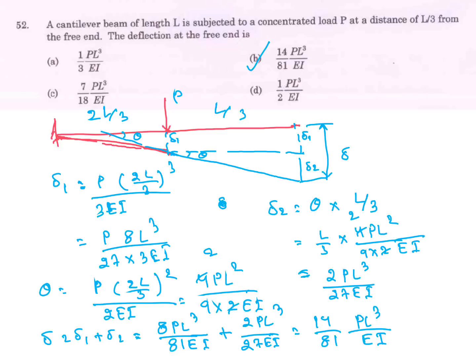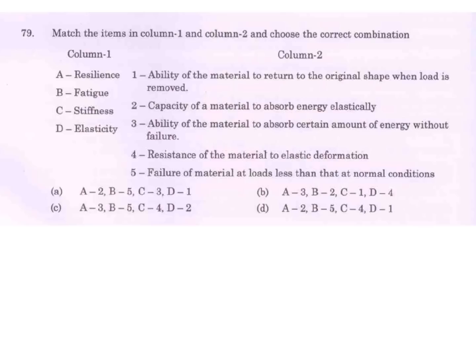Next question. Match the item column 1 and column 2 matching. A. Resilience. All are important for all exams. Resilience, fatigue, stiffness, elasticity. Ability of material to return to the original shape when load is removed, this is elasticity. Capacity of material to absorb energy elastically, this is resilience. Ability of material to absorb certain amount of energy without failure, this is stiffness.